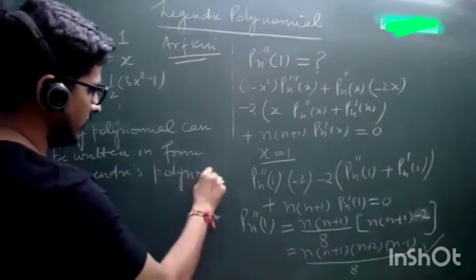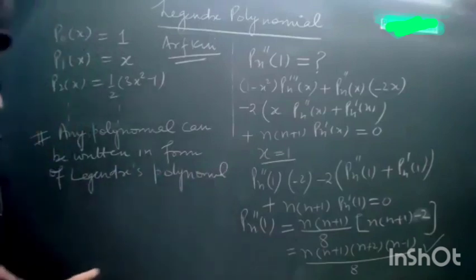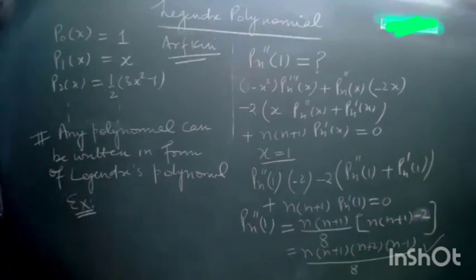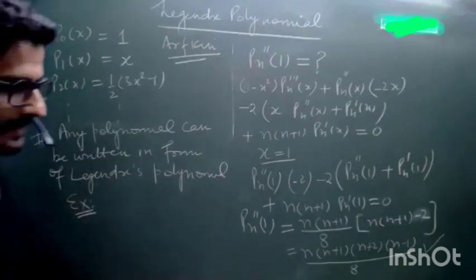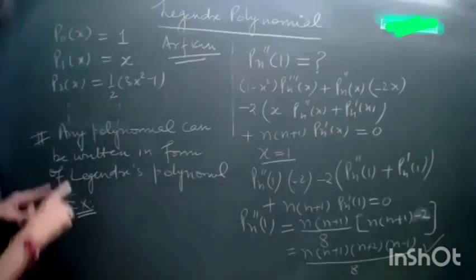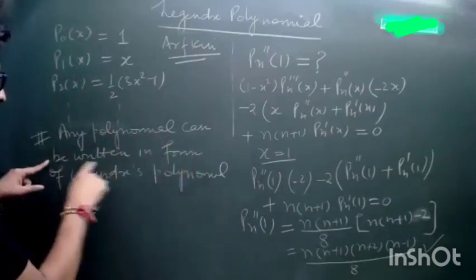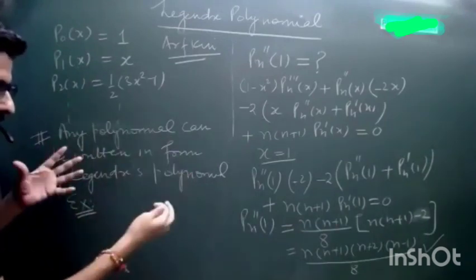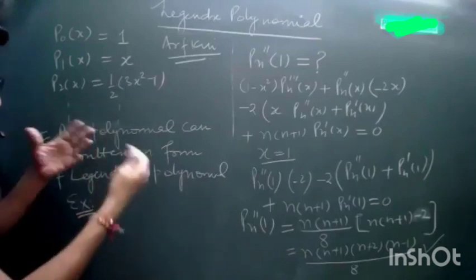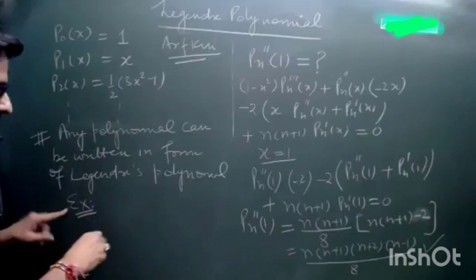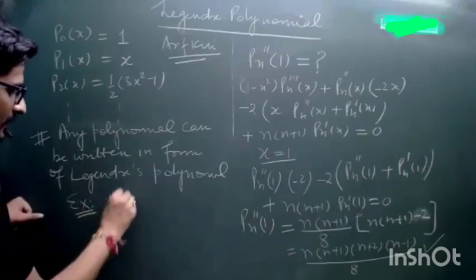So this means, for example, I am speaking too much Hindi. Okay. Suppose you want to, so this is clear. Any polynomial can be written in the form of Legendre polynomials. Any polynomial, quadratic, linear, cubic, any polynomial. And I will give you an example. Before that, suppose I want to give somebody 1 lakh rupees.